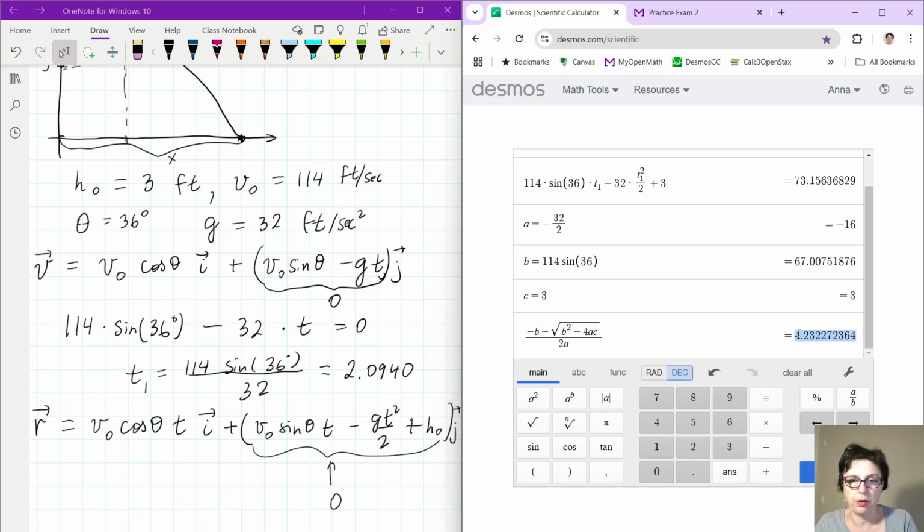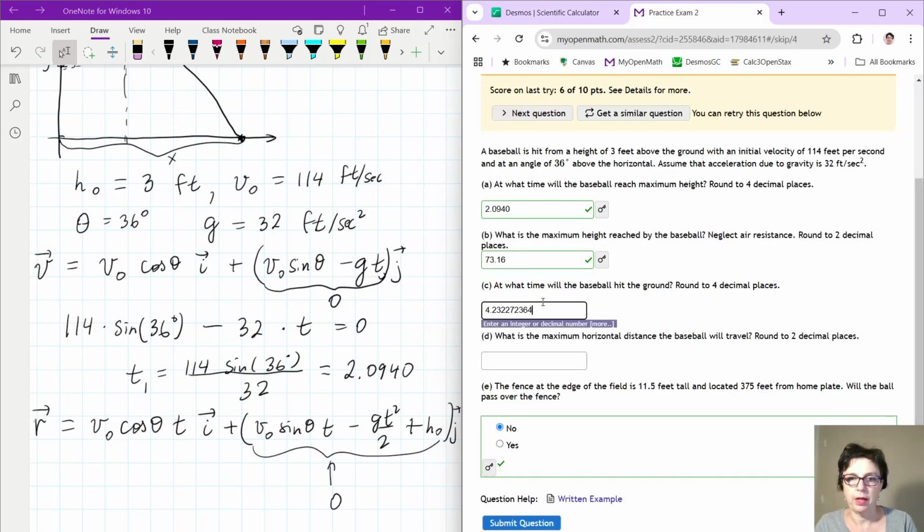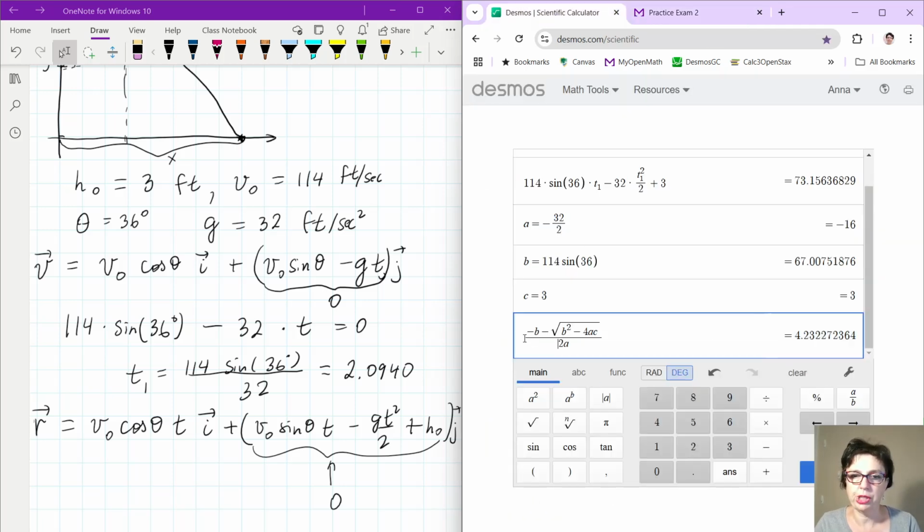So I'm just using the quadratic formula straight up, typing it. So let's just save that here. And it says 4 decimal places. So that's going to be something like that, right? Okay, so I will also save this in, let's say, T2. So that's the time when it hits the ground.